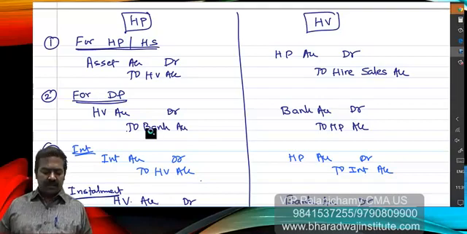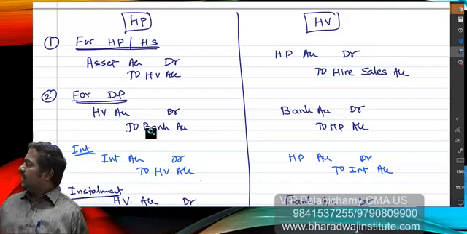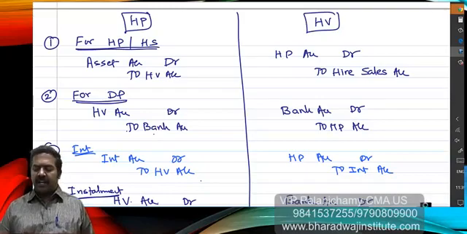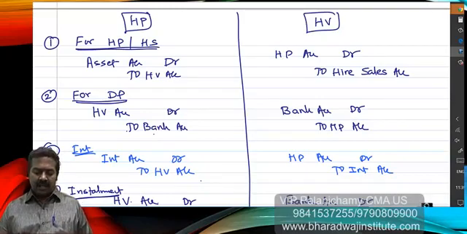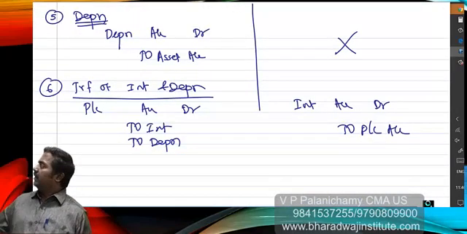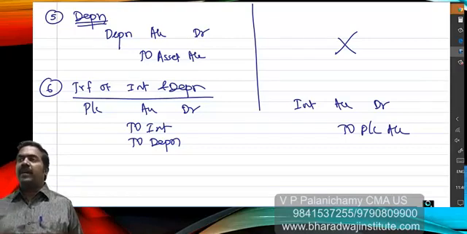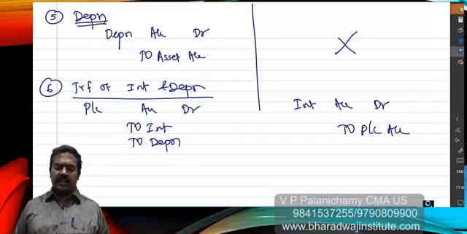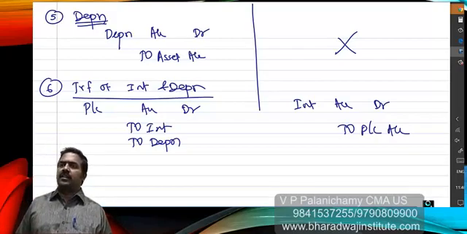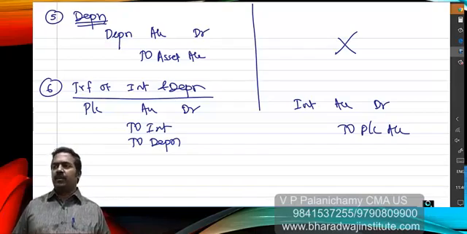Then bank to hire purchaser. Then interest. Every year we will pass interest account debit to hire vendor account. Next, hire purchaser account debit to interest account. For installment, hire vendor account debit to bank, then bank account debit to hire purchaser account. Then depreciation can be claimed only by hire purchaser: depreciation to asset. Then transfer depreciation and interest to P&L account. The other party will transfer only interest to P&L account. Take it up.